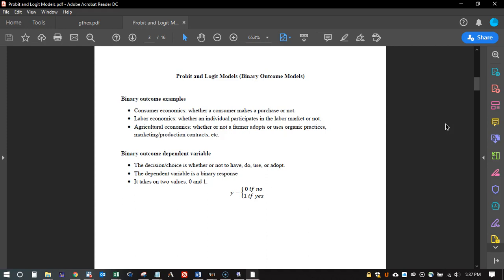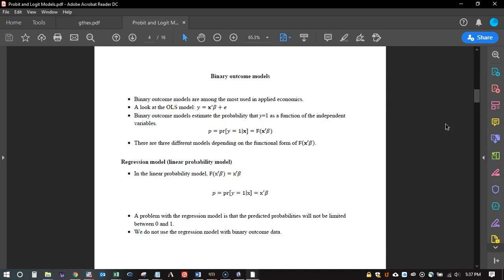The most basic form of a left-hand side variable that is binary is sort of an on-off situation, or like any particular indicator. Equals 0 if the condition is not met, and 1 if the condition is met. These are very common models used in applied economics because there's all sorts of interesting questions in which what you're interested in is not so much an explicit causal effect, but the change in likelihood.